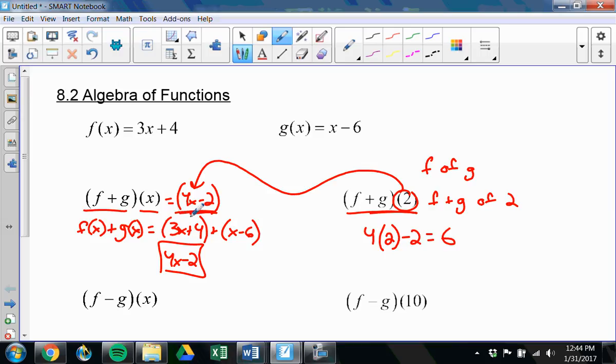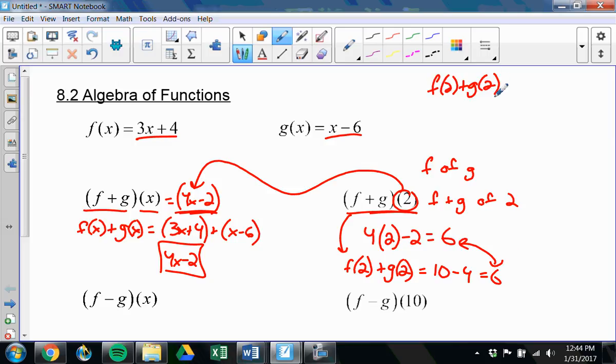The other way to do this, however, f plus g of 2 could also just be thought of as f of 2 plus g of 2. And f of 2 we know is 10. g of 2 we know is negative 4, because 2 minus 6 is negative 4. And 10 minus 4 gets you 6. Either way, you'll do the same thing. You could do f of 2 plus g of 2, or you could have already found f plus g of x and plug in a 2 for it.